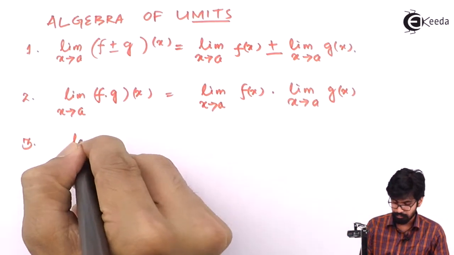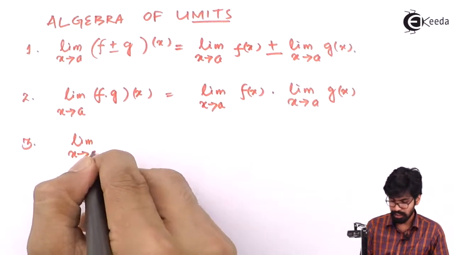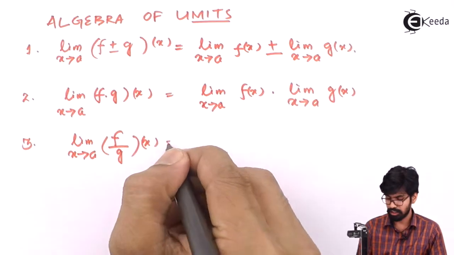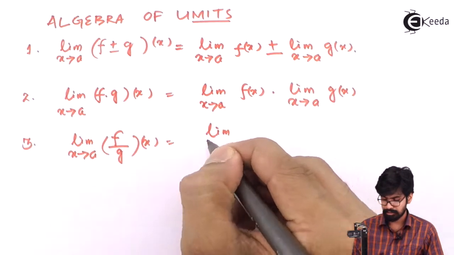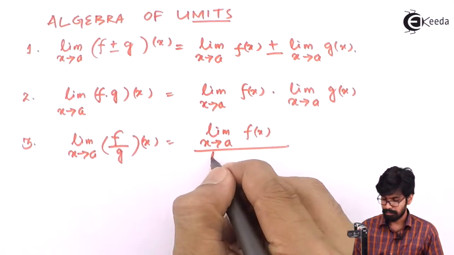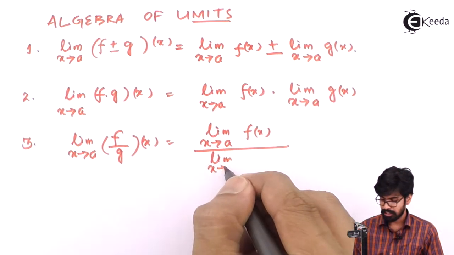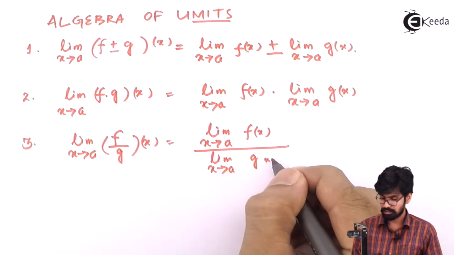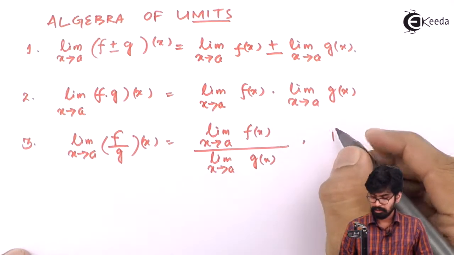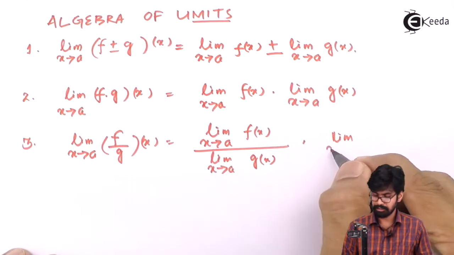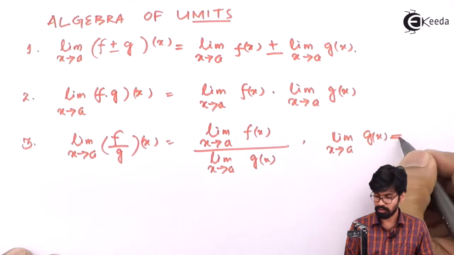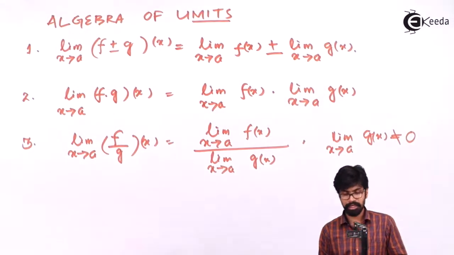Similarly, limit as x tends to a of f upon g of x is equal to limit as x approaches a of f of x upon limit as x approaches a of g of x, provided limit as x approaches a of g of x is not equal to 0, that is, the denominator is not equal to 0.